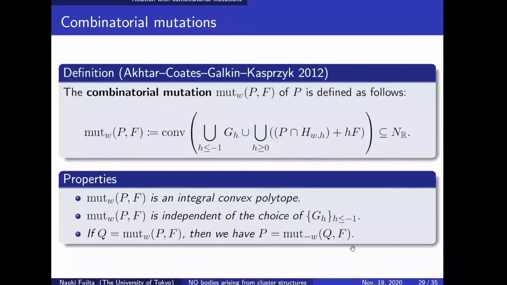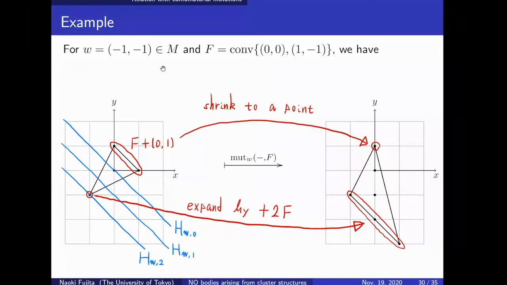Let me give an example. If W is (-1, -1) and F is the convex hull of the origin and (1, -1), then this left triangle is related to this right triangle by the combinatorial mutation. First, this upper right face F, we first shrink this face to a point.